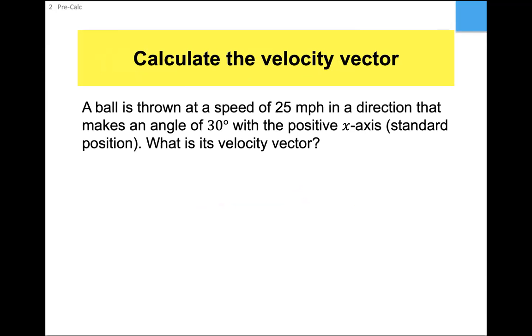A ball is thrown at a speed of 25 miles per hour in a direction that makes an angle of 30 degrees with the positive x-axis. That's from standard position, 0 degrees. So we're 30 degrees off from that. What is its velocity vector?